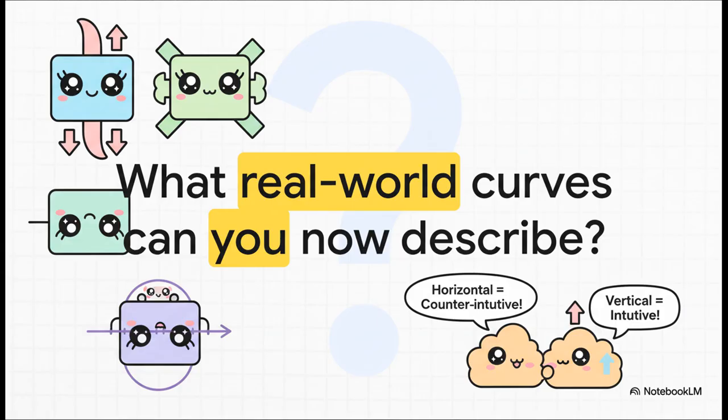So, I'll leave you with a final thought. Just look around you. Think about the path of a baseball, the curve of a satellite dish, the rolling shape of a hill. Now that you know how to take any basic function and shift it, stretch it, and flip it any way you want, what kind of real-world curves could you start to describe with math?